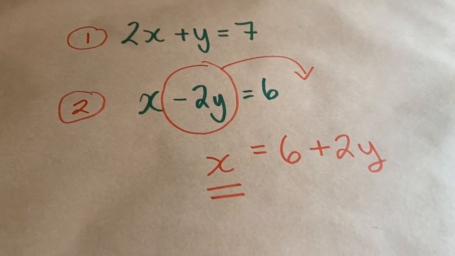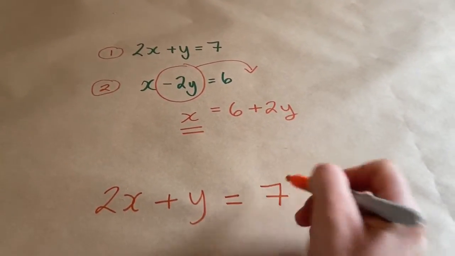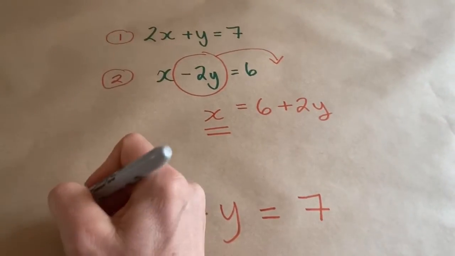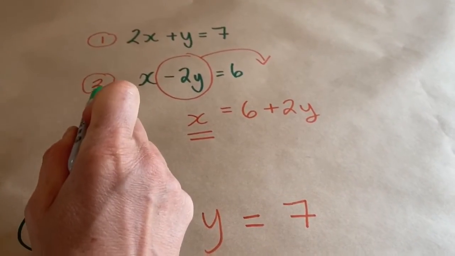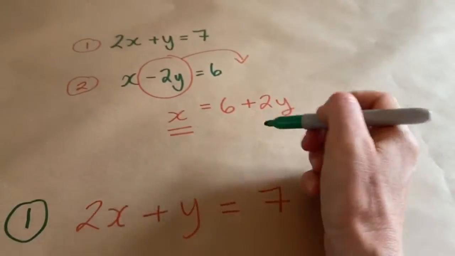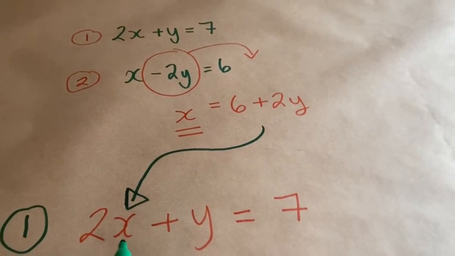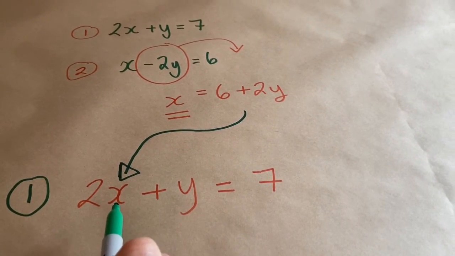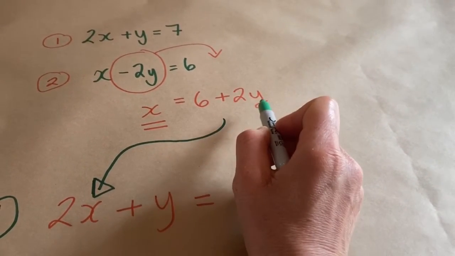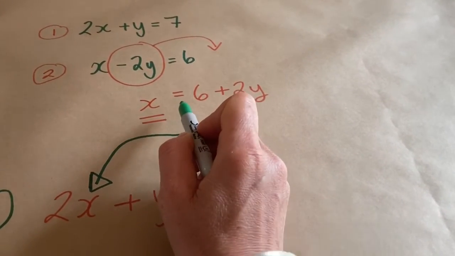So let's write equation number 1 down. 2x plus y is equal to 7. Okay, so this is equation number 1. You are going to take what you did for equation number 2 and put it into equation number 1. Now notice I am pointing to the x in equation number 1. The reason I'm pointing to the x is because all of this stuff, the 6 plus 2y, should be the same as x. They are the same thing. That's why there's an equal sign in the middle.